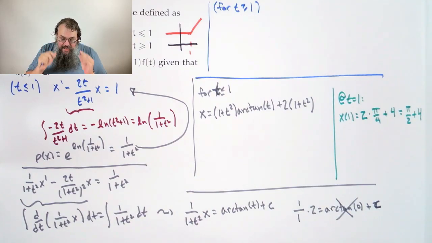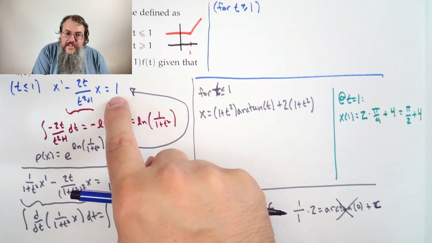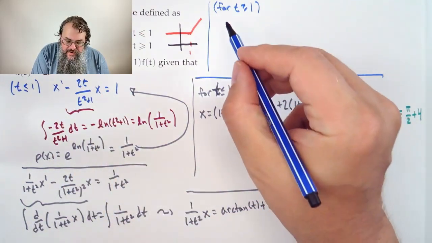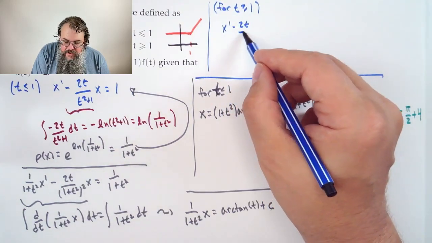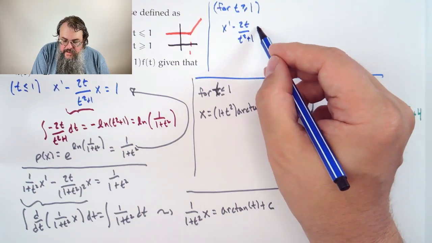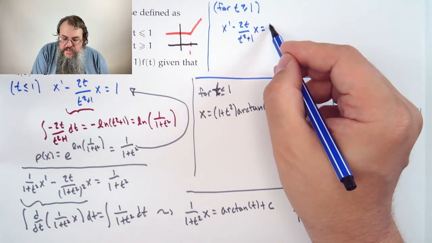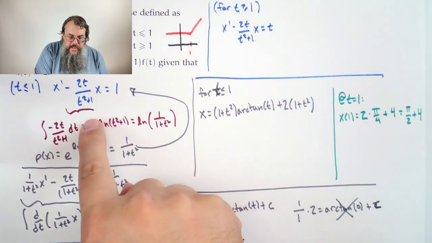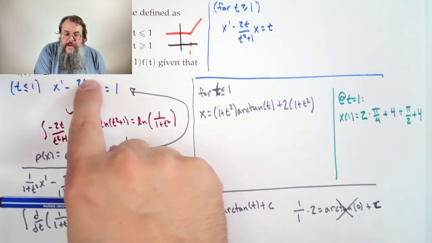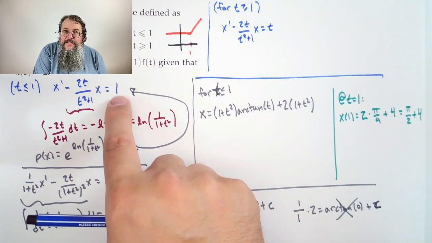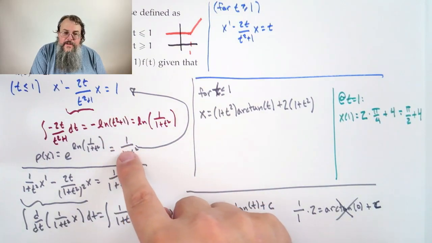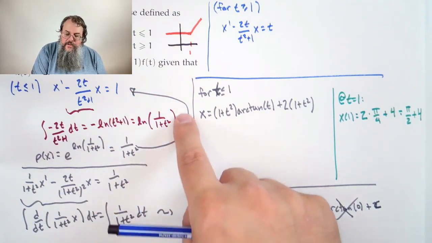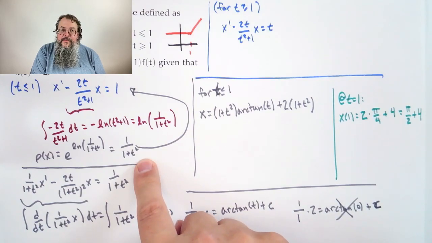Now here's the fun thing. What changes? Well, the only thing that changes is this f of t part. So we still have x prime minus 2t over t squared plus 1 times x equals now t. So in particular, the computation of the integrating factor is not affected by the right-hand side. So it's the same integrating factor. So we run the process and say, oh, we still multiply by 1 over 1 plus t squared.